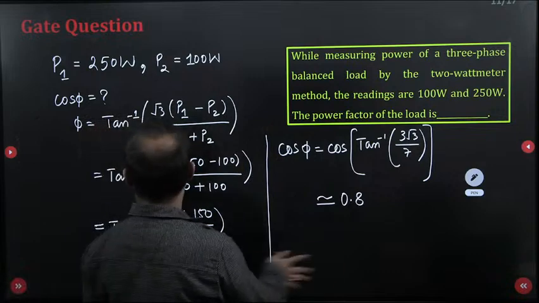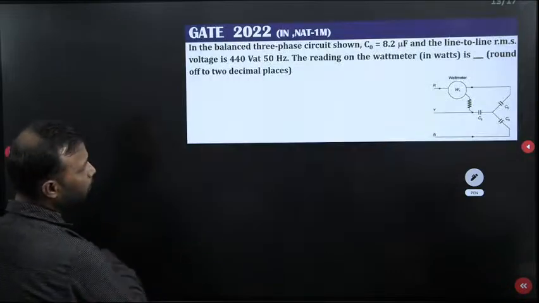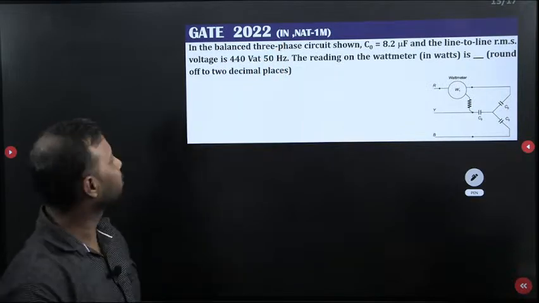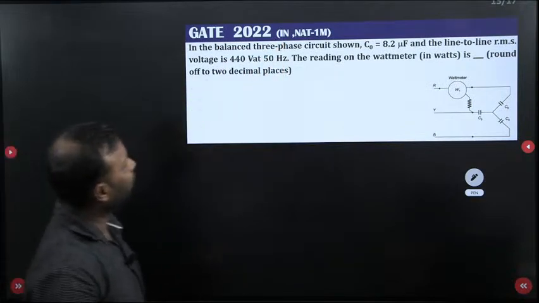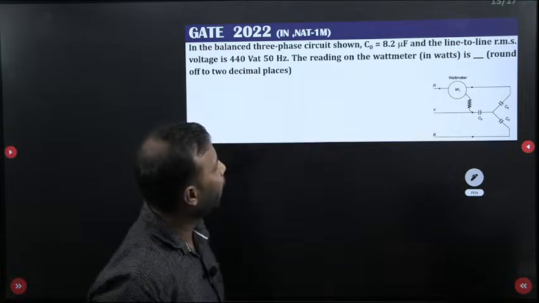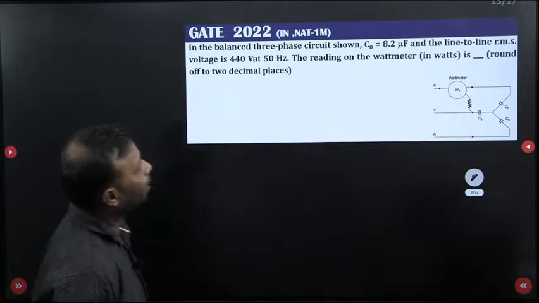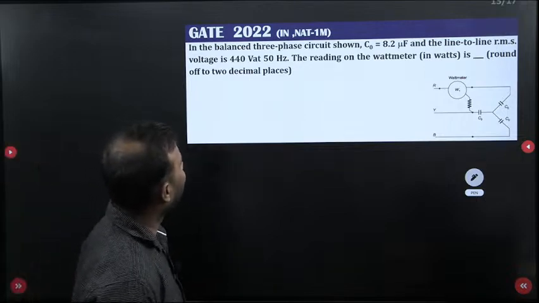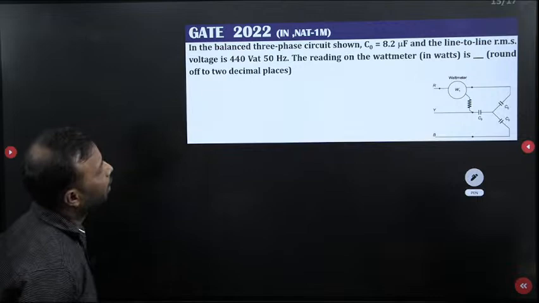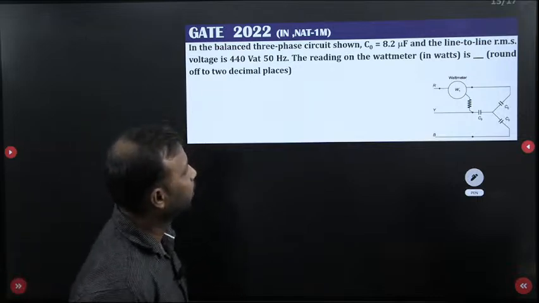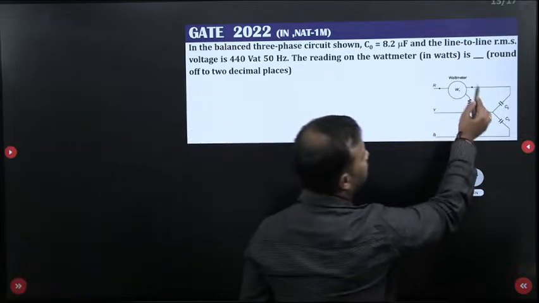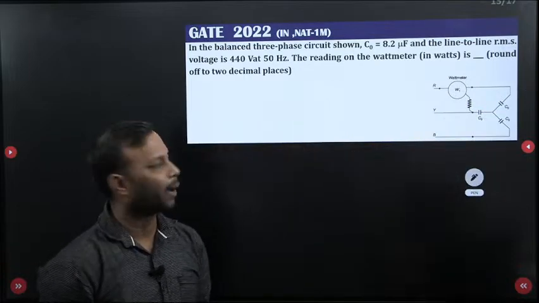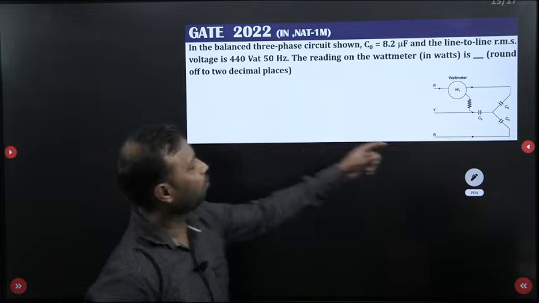Now let us see one more question that was asked in GATE 2022 in IN stream for 1 mark. In the balanced 3-phase circuit shown, C naught equal to 8.2 microfarad and the line to line RMS voltage is 440 volt at 50 hertz. The reading of the wattmeter is, so this is your wattmeter and the impedance is purely a capacitor. Then what is the reading of the wattmeter?